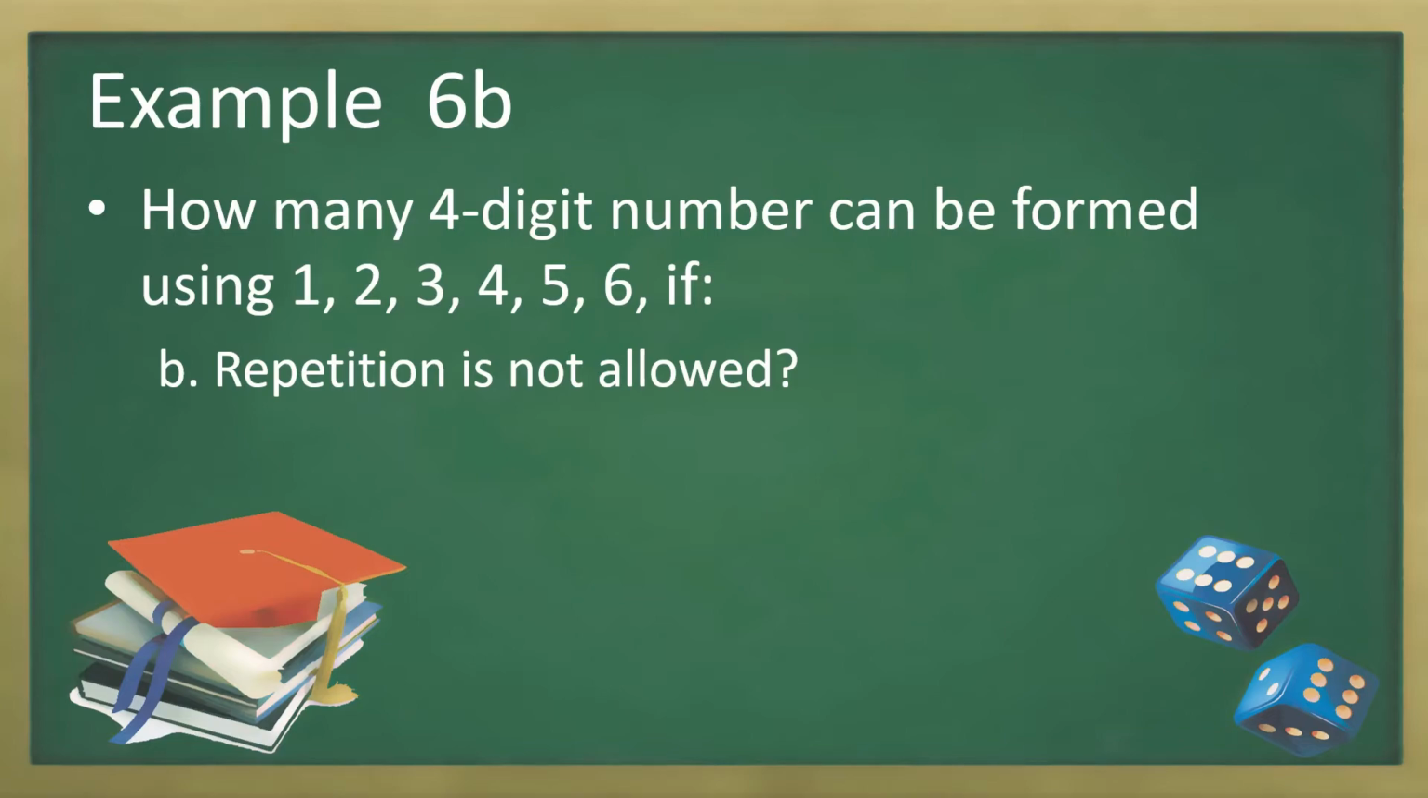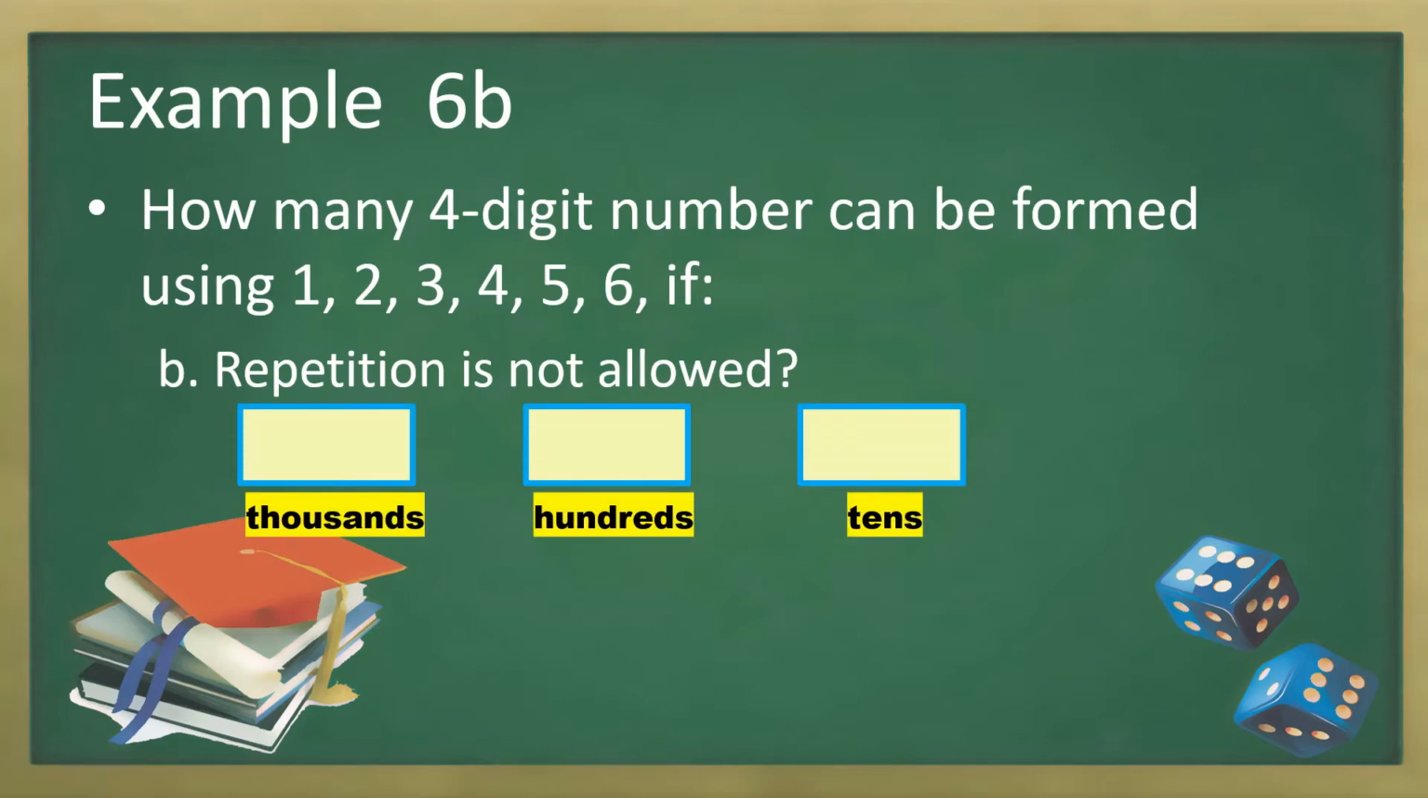So let's have another example. It is almost the same as the previous one, but this time we have a condition, which is that repetition is not allowed. How many 4-digit numbers can be formed using 1, 2, 3, 4, 5, 6 if repetition is not allowed? Meaning, we cannot use a number once we have already used it in our selection. So for example, we have here the thousands, hundreds, tens, and ones. If you're going to choose a number for your thousands place, you can actually choose from 1 to 6.